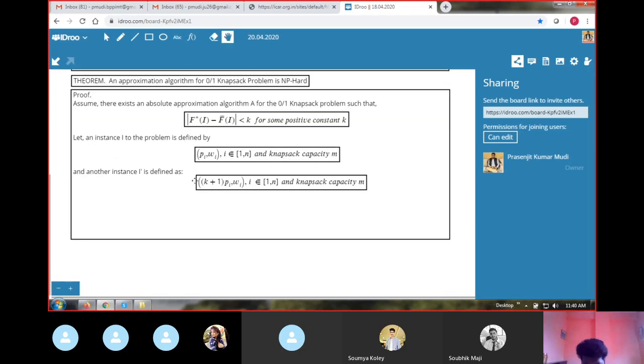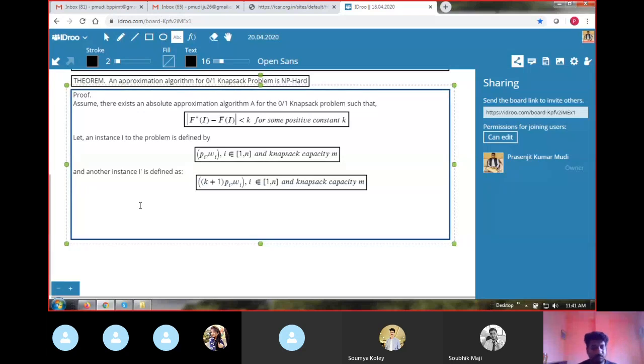We will show that the algorithm A is generating an optimal solution to the problem instance I dash. I know that the algorithm A can generate a feasible solution for the instance I, with f star I minus f bar I less than k. Can that same algorithm A generate the optimal solution for I dash? That's what we are going to do now.